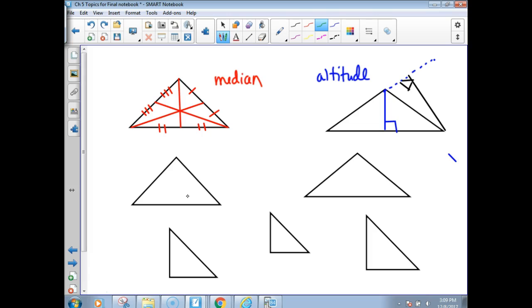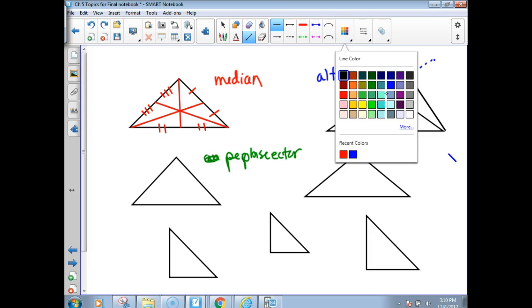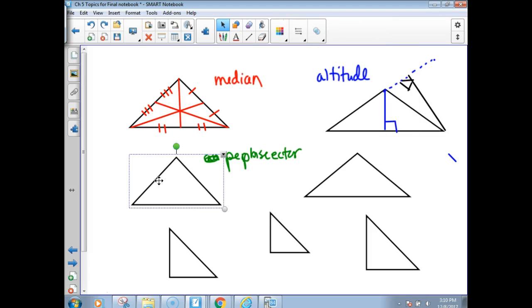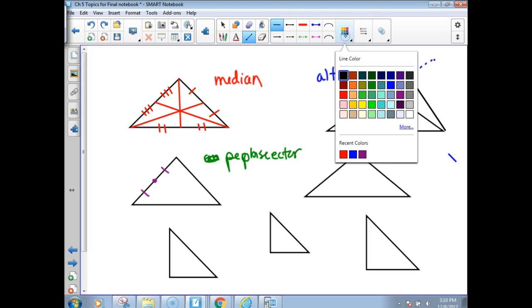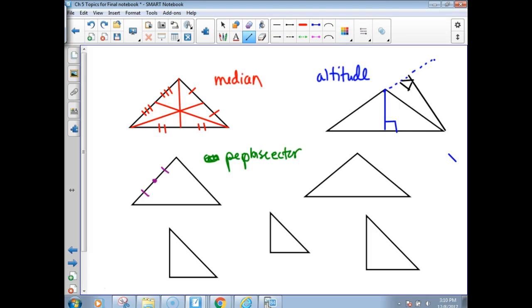Okay, what's the next one on there? Perpendicular bisector. Okay, what a perpendicular bisector does is it goes through a midpoint of a side at a right angle. So it cuts the side in half, but it doesn't have to go through a vertex. So we can do this. That thing is a perpendicular bisector. It cuts that side in half at a right angle.